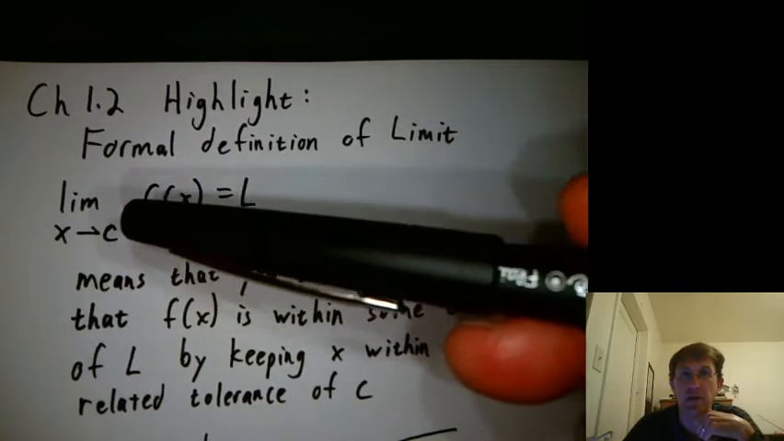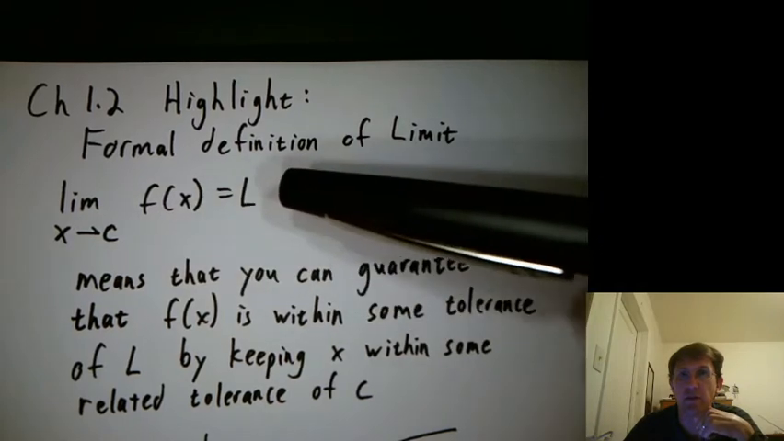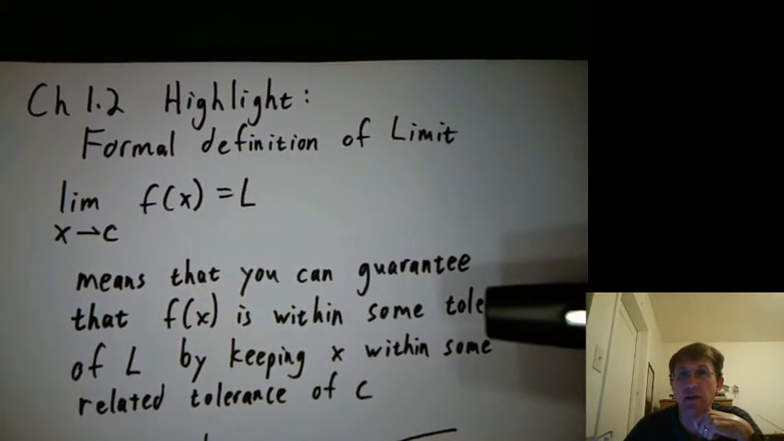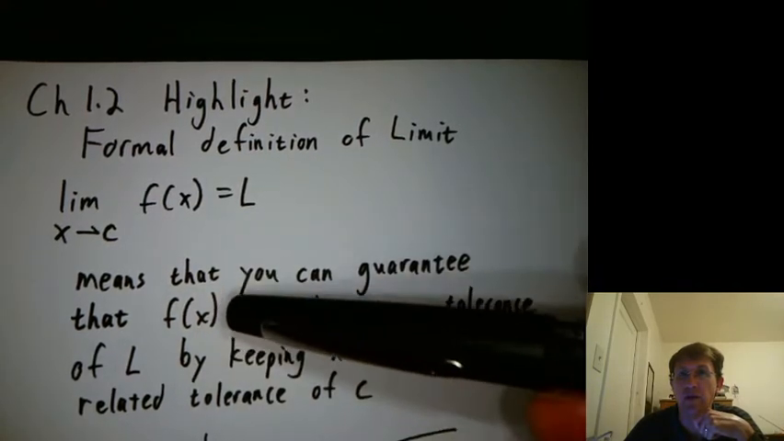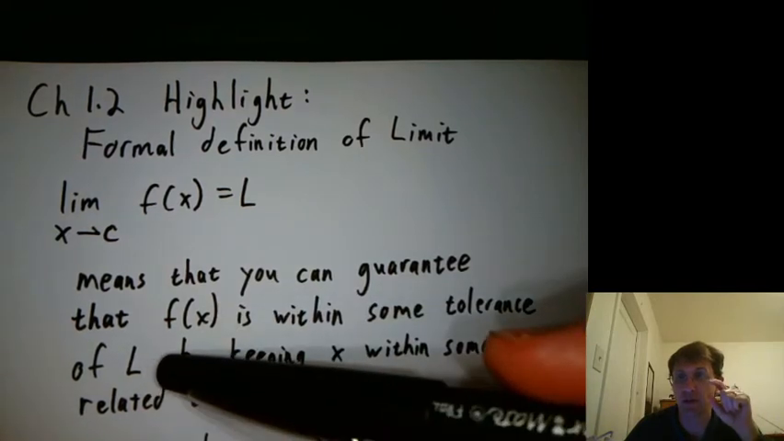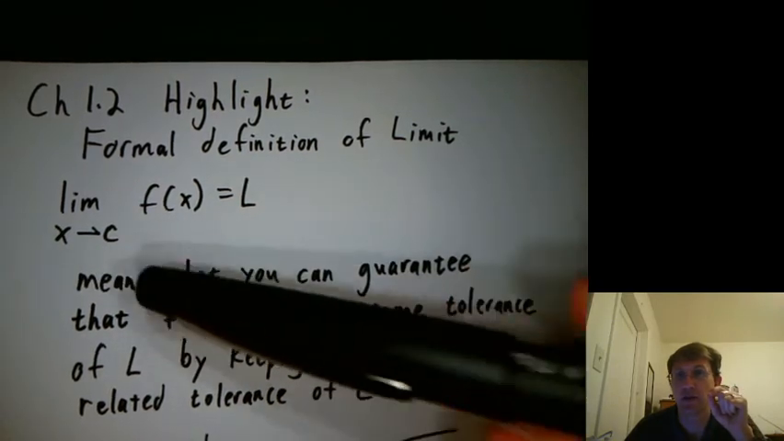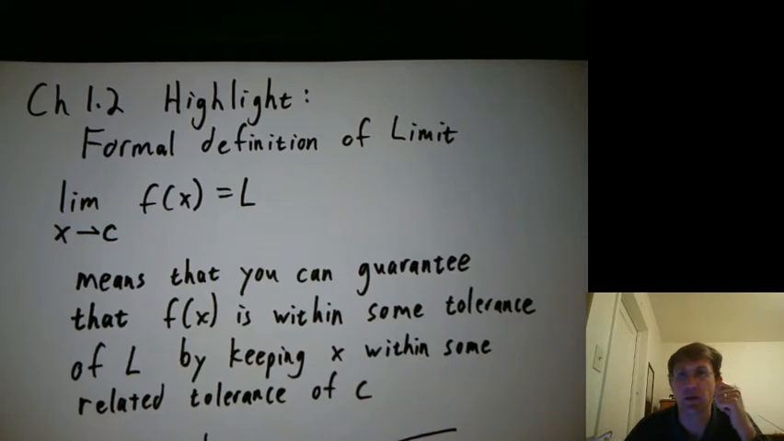So if someone writes that the limit as x approaches c of f of x equals some L, a y value here, if that's true, then that means that you can guarantee that the y values are within some tolerance of this y value by keeping x within some related tolerance of that particular center point there. So if you were running a manufacturing process and you said, I need to keep the length of whatever part I'm making within some tolerance, and I can do that by keeping the temperature of the metal I'm working on within some input tolerance. That's kind of the theme that's going on here.